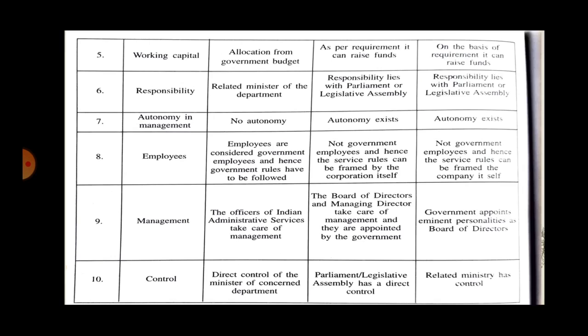Next is autonomy in management. A government department does not have any kind of autonomy. All the rules and regulations are made by government only. But public corporations and government companies have autonomy up to some point, because government cannot directly interfere in day-to-day work. So they have autonomy but not completely.